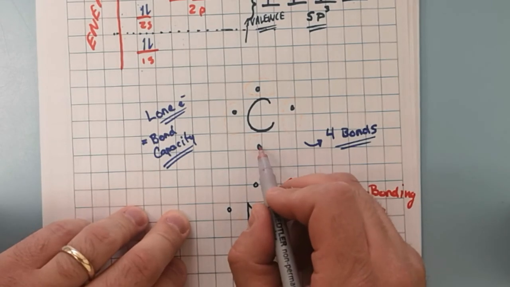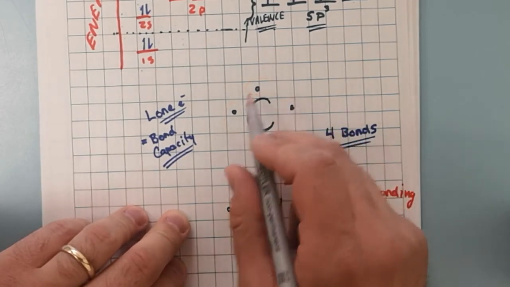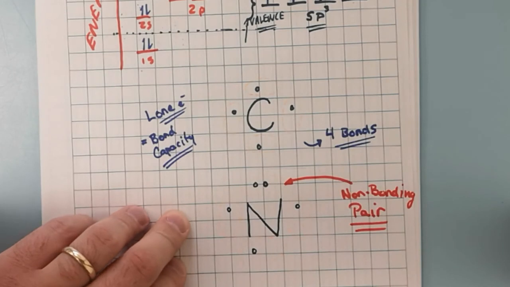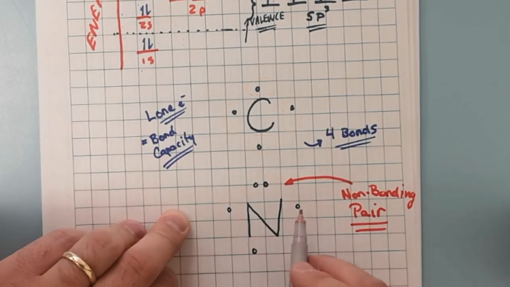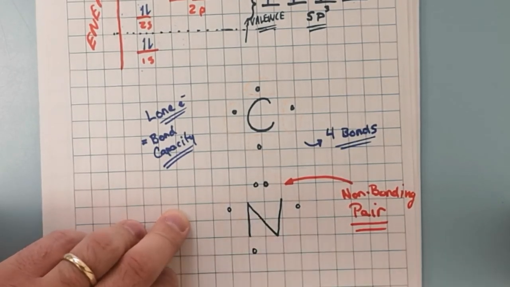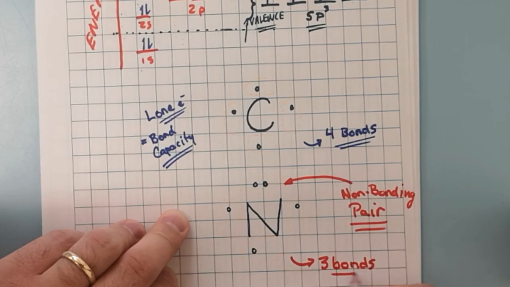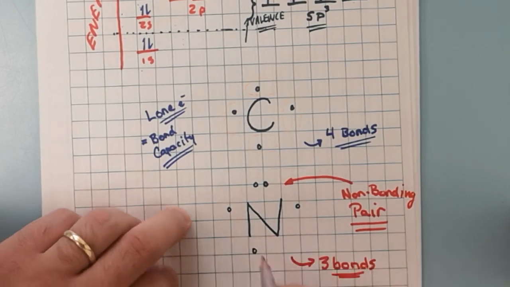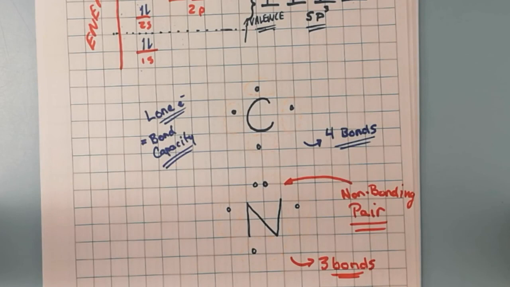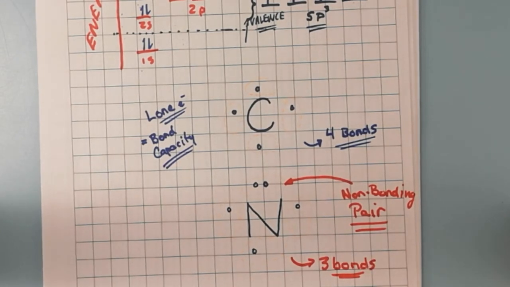So single electrons will form bonds. Carbon will form 4 bonds because it has 4 single electrons in its dot structure. Nitrogen has 3 single electrons and a non-bonding pair. So this means that nitrogen will form 3 bonds because it only has 3 lone electrons. Its non-bonding pair, as the name suggests, doesn't form bonds.